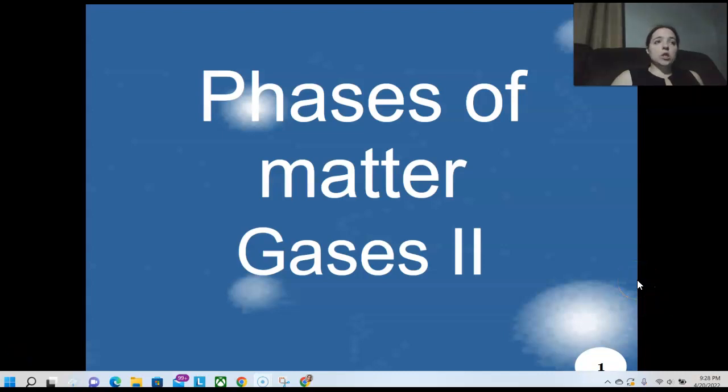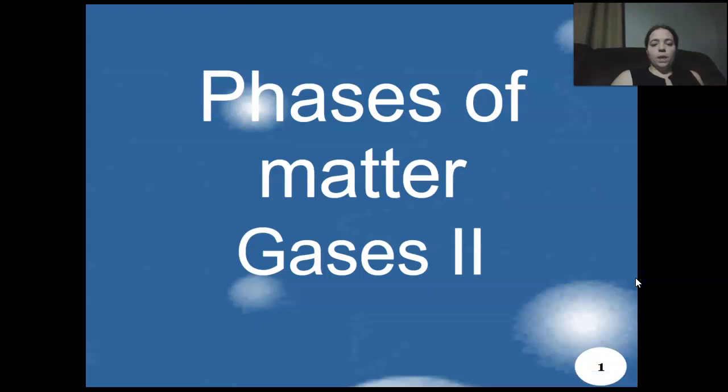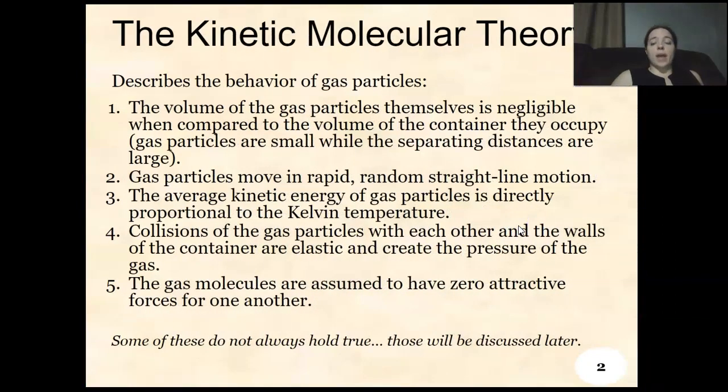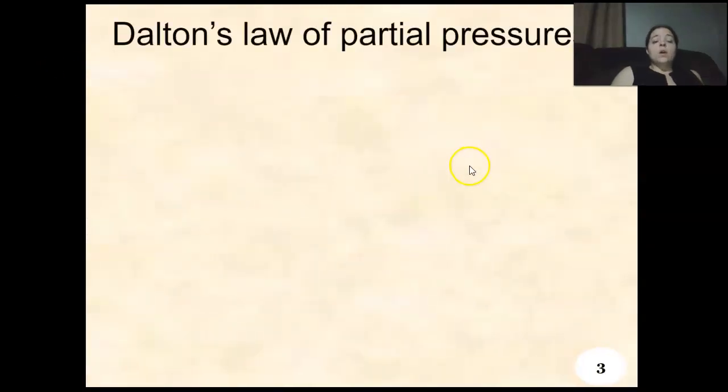Okay, so we just looked at Charles' law, Boyle's law, and the combined gas law. Yes, we did look at the ideal gas law, but we're not really going to mess with that too much. Now, let's rehash. We have the KMT, the kinetic molecular theory, describing the behaviors of gas and how some of these do not always hold true. We will discuss that later, at the end of this slideshow.